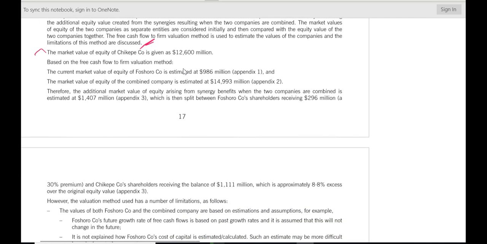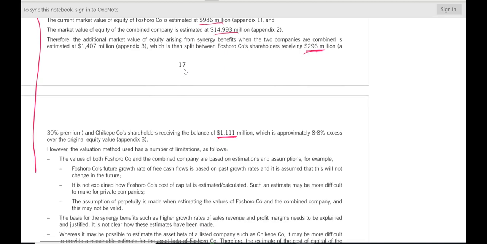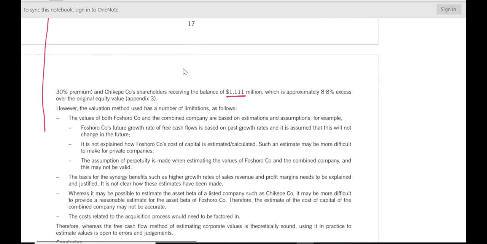This is the numerical discussion: the previous company value is 12,600, the subsidiary value is 986. We have calculated the combined value and it will give a benefit of 296 to the F company and 1,111 million for the acquired company. So this is a discussion that this acquisition will definitely give benefit to the acquired company shareholders. However, there are some limitations.